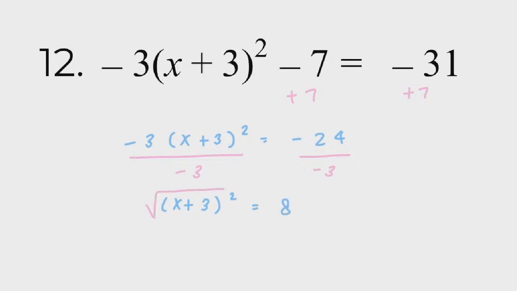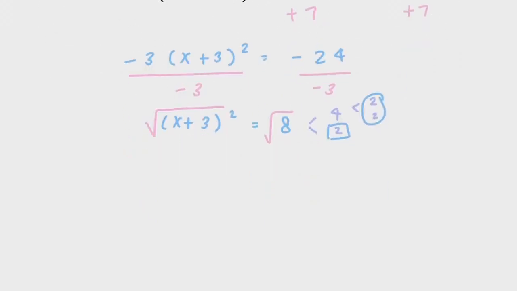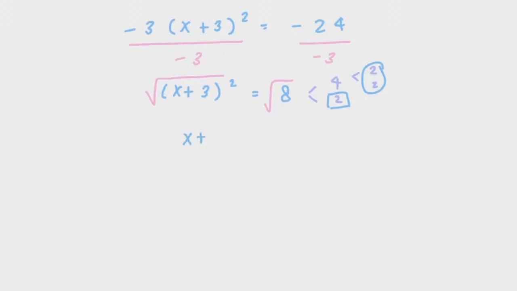And then we want to square root both sides. So 8 breaks up into 4 and 2, and 4 breaks up into 2 and 2. So there are a pair of 2's that will come out and a 2 that's left over. So we have x plus 3 is equal to plus or minus 2 rad 2. Then to solve for x, we're going to subtract 3 on both sides. So x equals -3 plus or minus 2 rad 2.